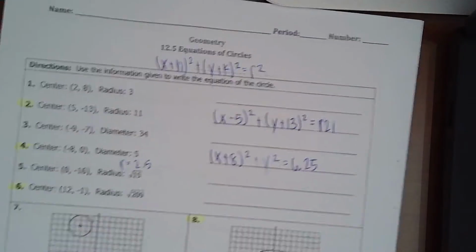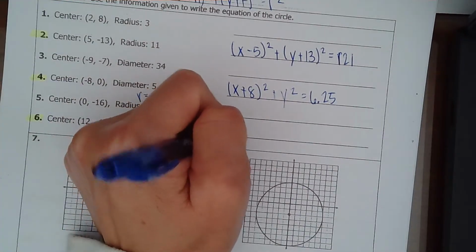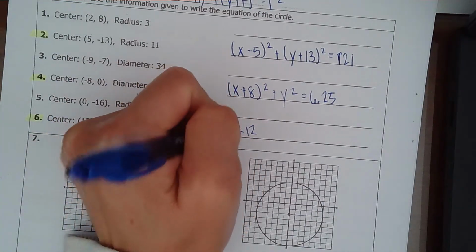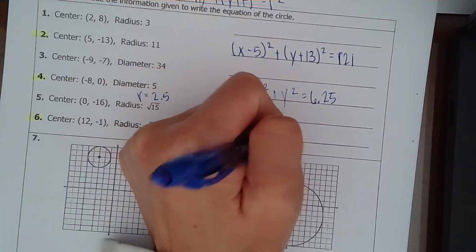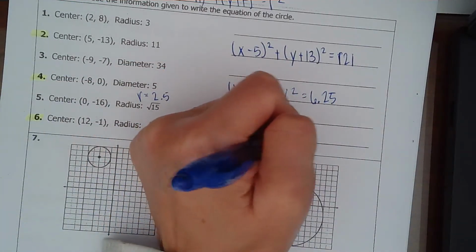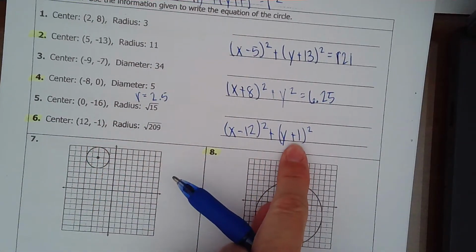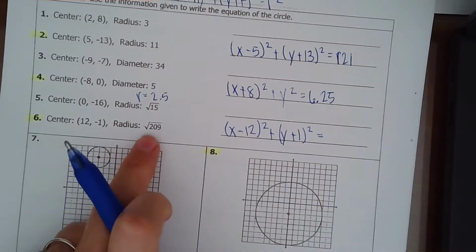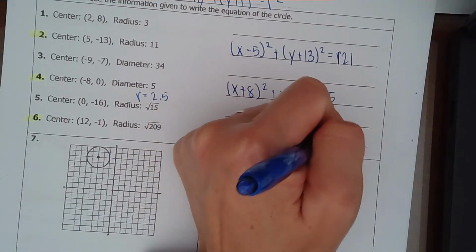And then number 6, all right, well, my center, it's going to be x minus 12, because it was a positive 12, squared, plus y plus 1 squared. Negative 1 becomes the opposite, positive 1, equals my radius squared. Well, radical 209 squared is going to be just 209.